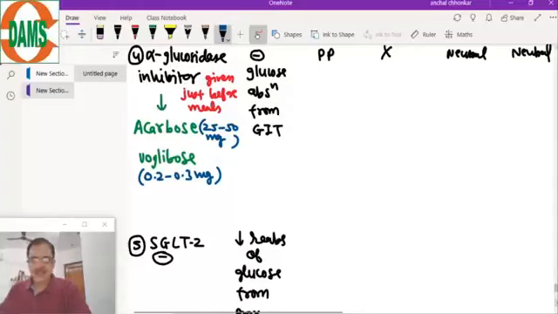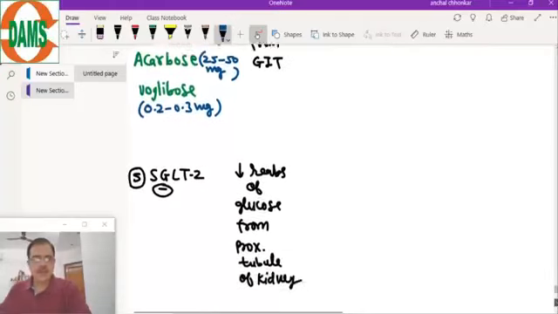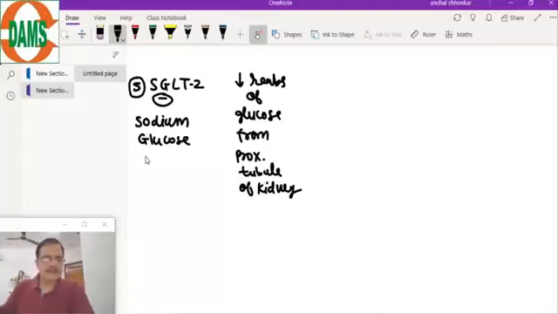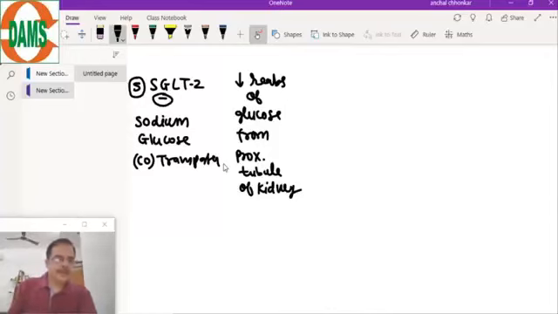SGLT basically is a co-transporter in the proximal tubule of the kidney. It is known as sodium glucose co-transporter. It is in the proximal tubule. So what happens when glucose is filtered through the glomeruli? It is reabsorbed back from the proximal tubule. So this drug is blocking that absorption.